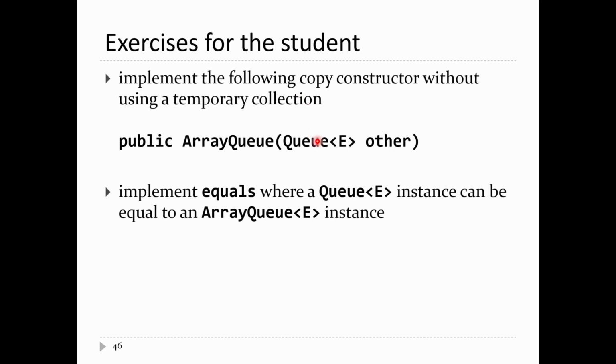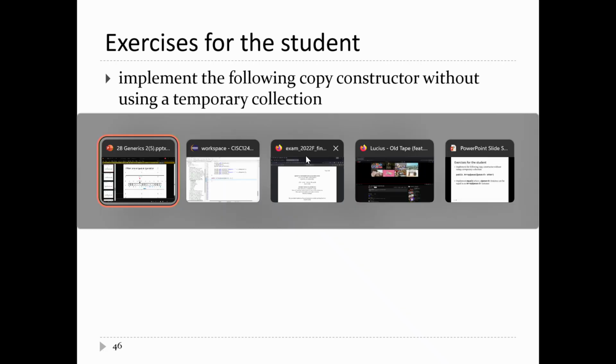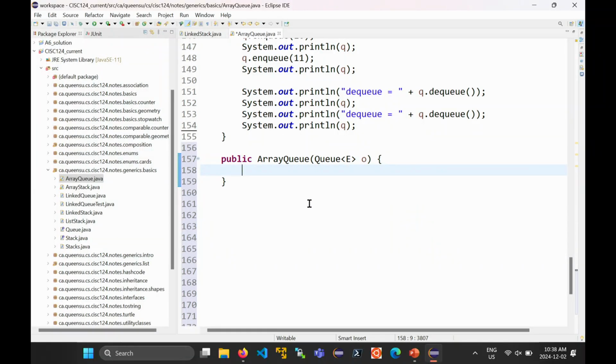Remember, Queue is our interface. It's not an actual class. So you don't know how other is implemented. All that you know is that it has an NQ and a DQ method. So let's go ahead and do the copy constructor. Equals is similar. So there's my copy constructor that copies any queue.